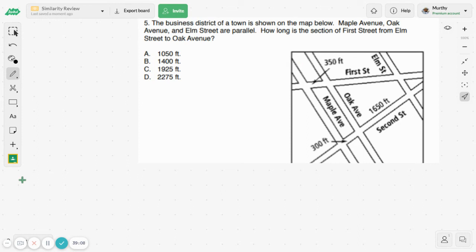This is one of the most frequently asked questions. Already we discussed it several times. Here this one is 350 and this one is not given, so let it be X. This one is 1650. This is 300. Let me quickly write the numbers: 300 over 1650 equals the corresponding values, 350 over X. Now you go for cross multiplication, and I'm not going to show what the answer is. I'm sure you can work on this one on your own.